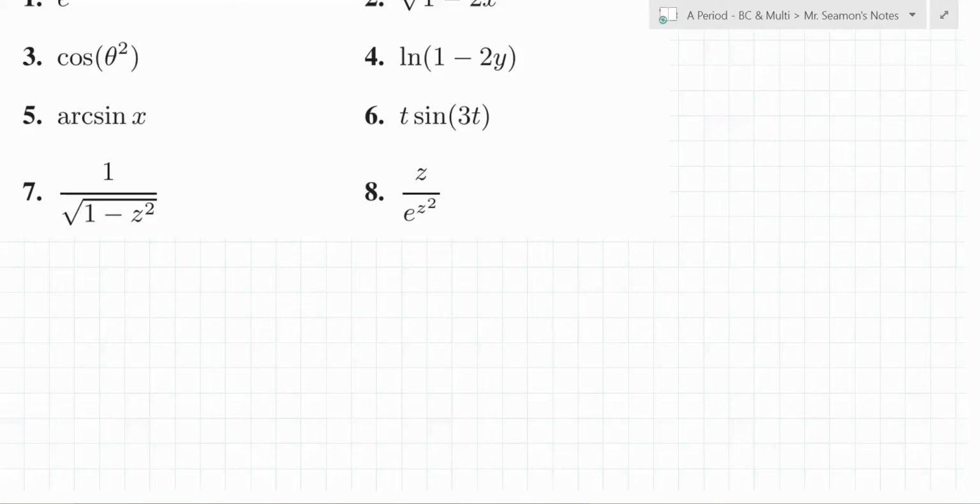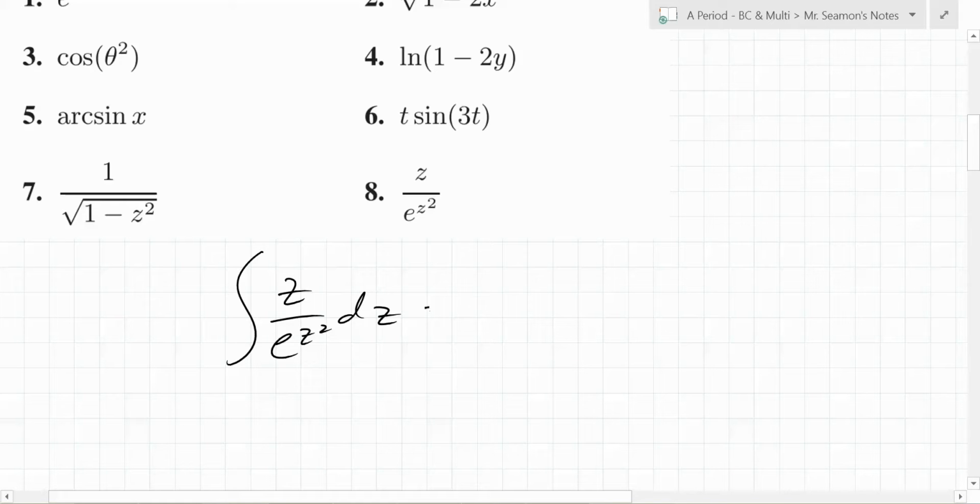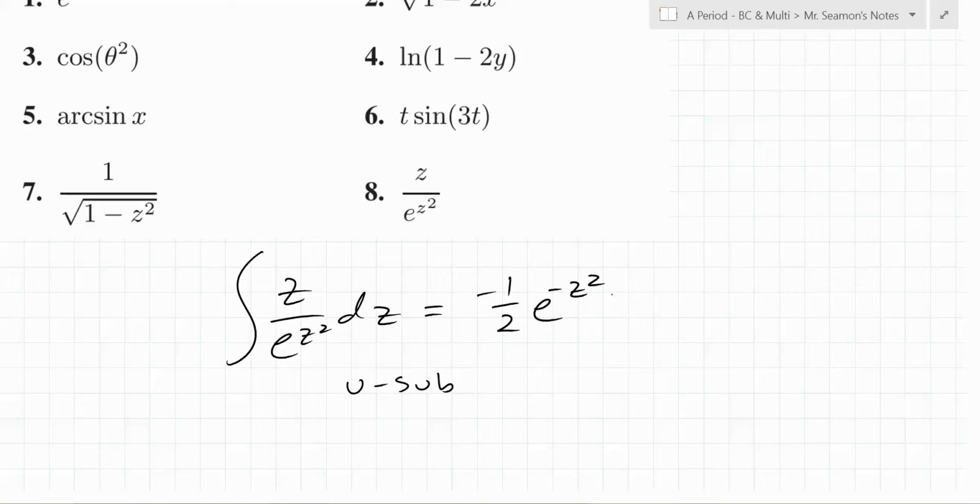You could integrate it? Okay, so if you integrated this, I like this idea. So you did z over e to the z squared dz. And what did you get when you integrated that? Yeah, what'd you get using u sub? Okay, I like this idea. E to the negative z squared, like this? Is that it? Yeah, if we can test. I'm just doing it in my head real quick.